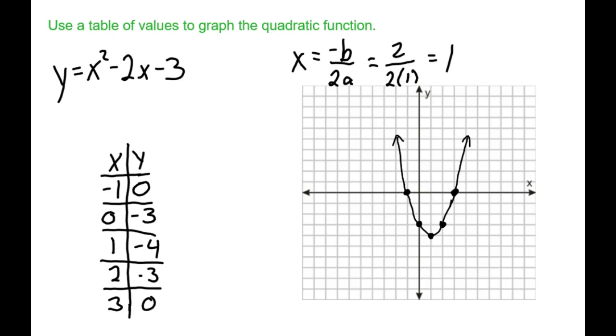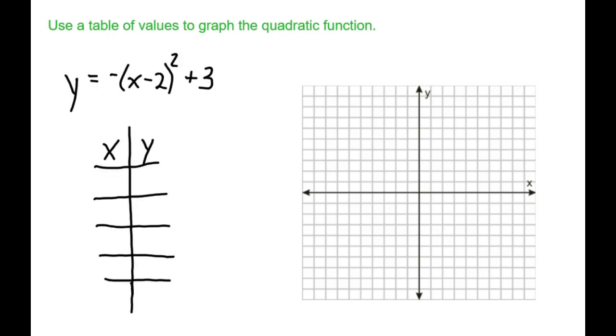It's symmetric. Okay. So first thing, when you're graphing using a table of values, make sure to find the x-coordinate of the vertex. Use that as our center, because then we can get a better approximation for the graph because it's symmetric on both sides of the vertex.